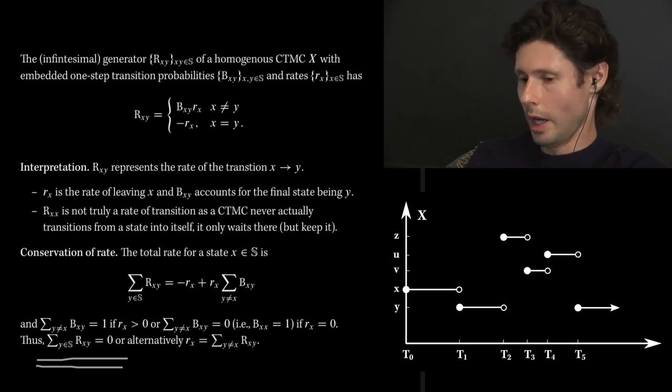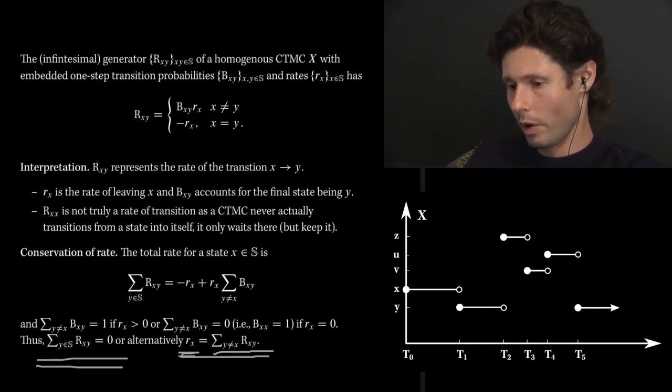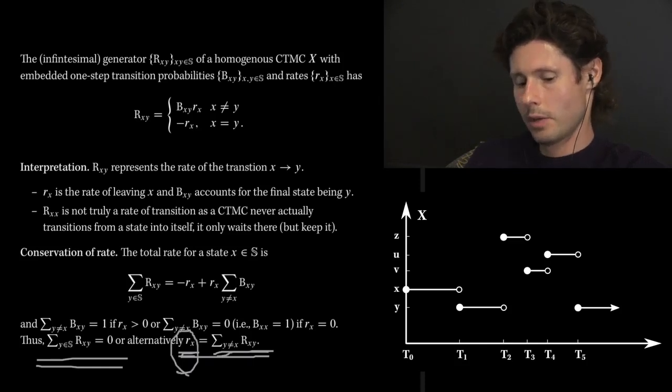Alternatively, you could define the rate of leaving the state x as the sum of the rates of leaving x for some other state y, which is very intuitive, right? If you sum up all the rates of going to all states y, what do you get? You get the total transition rate out of x. So that's another way to interpret this conservation law.